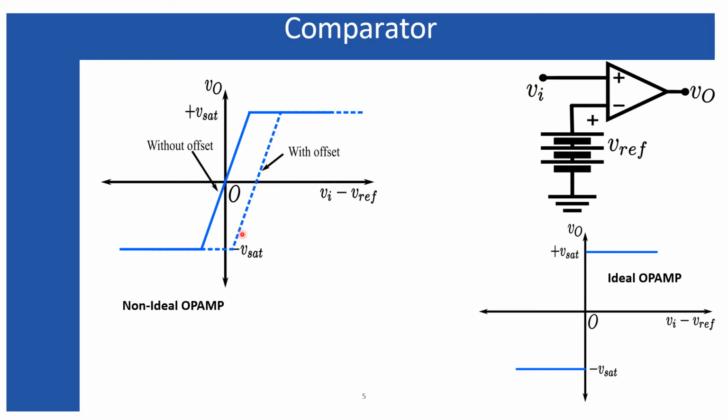This dotted line represents that if the non-ideal op amp has some offset voltage, then this point switches somewhere over here if it has a positive offset voltage. If it has a negative offset voltage, then it should shift somewhere over here along the negative x-axis.